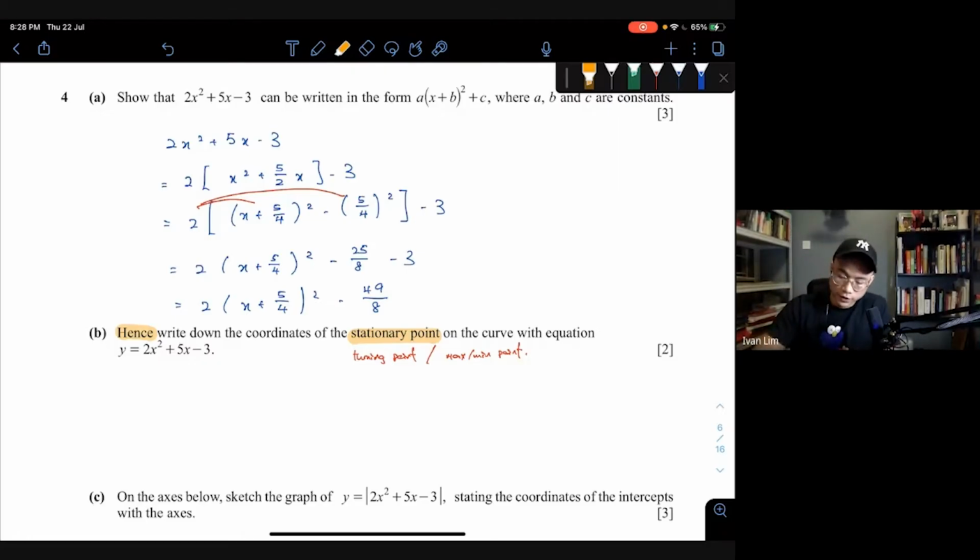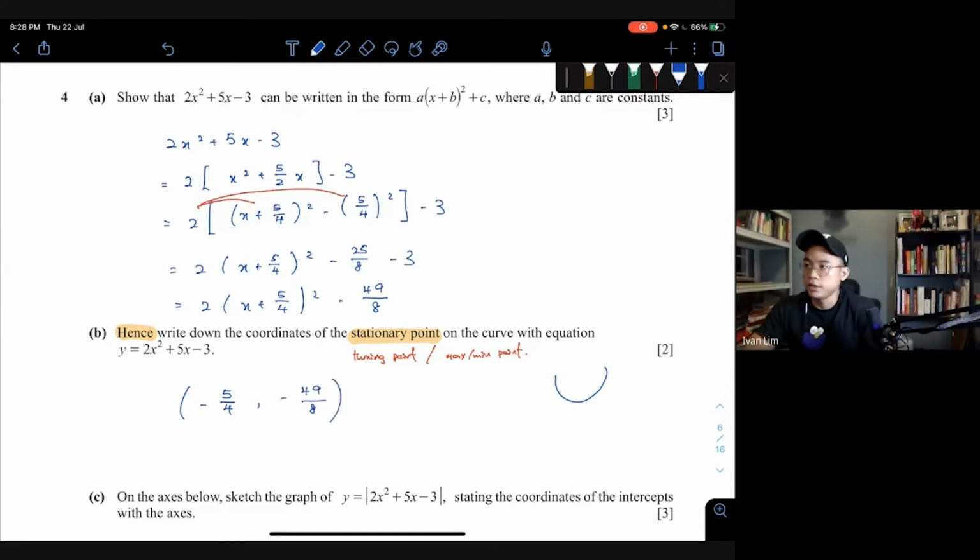So how to find it from above? For you to find this, in this case it will be a minimum point, right? The x coordinate will just be the negative of the value inside the bracket. Then your y value will be the one that is outside. So the answer will be negative 5 over 4, negative 49 over 8.